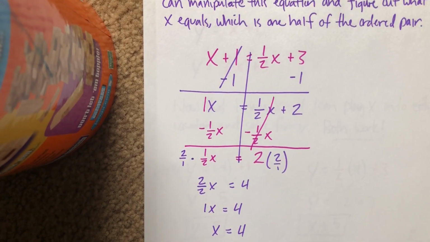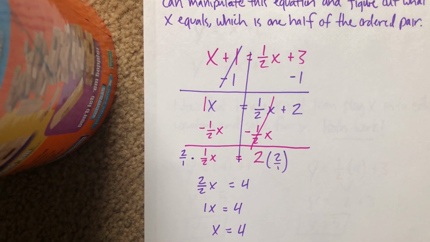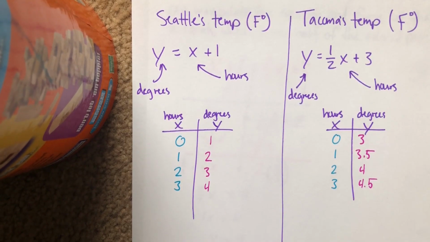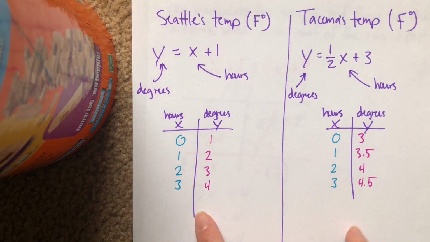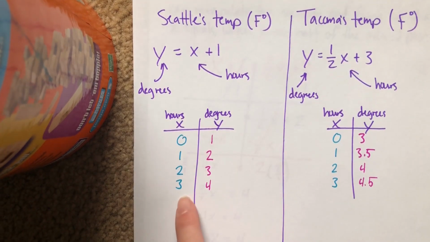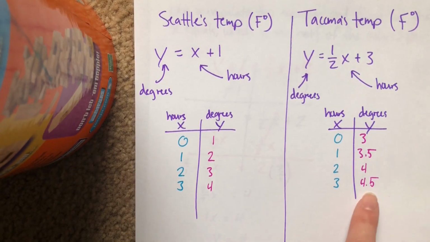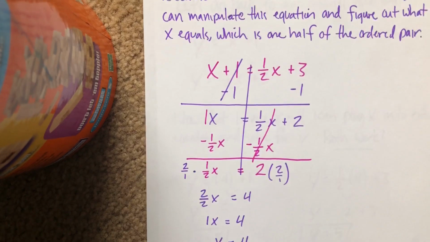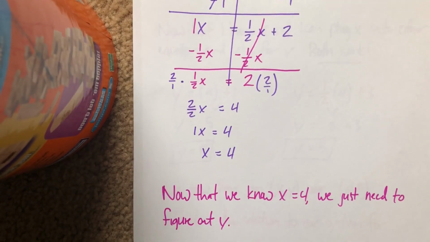All right, so going back to this, the ordered pair that's going to satisfy both of these equations is going to be when x is 4. So we have to figure out what y is. So it's going to be the next ordered pair down. Since we have x equals 4, now we just need to figure out y.